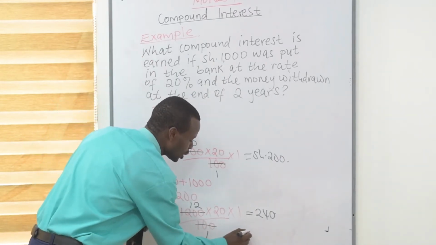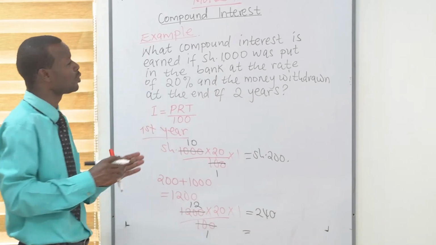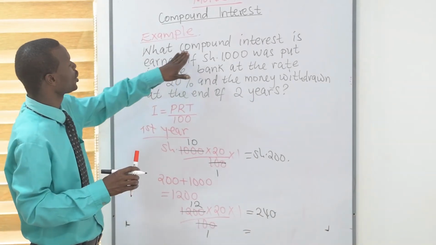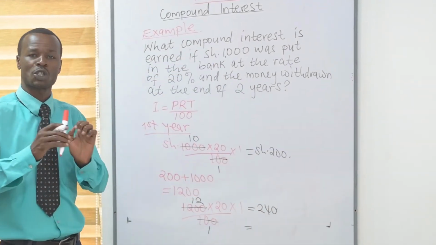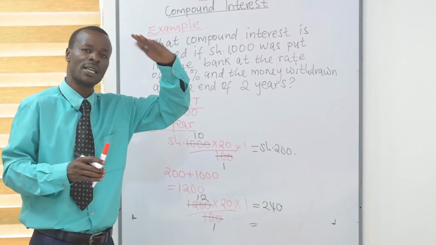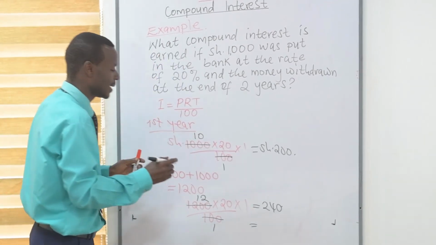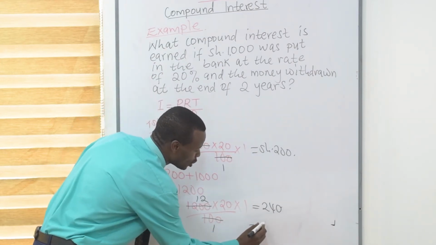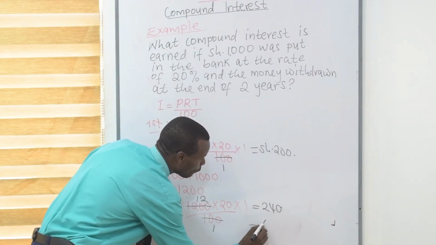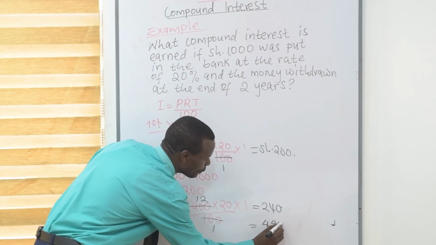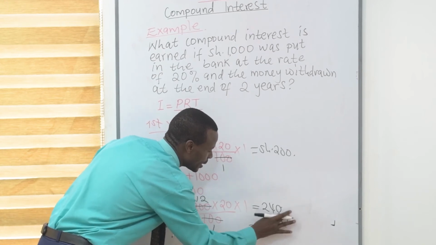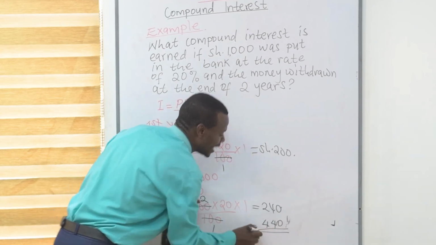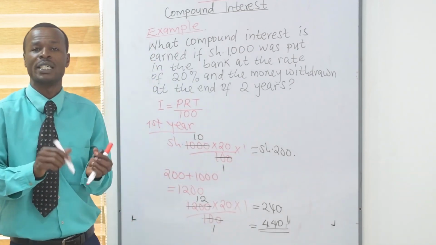Now, to get the total interest, because the question was asking about the compound interest, so the total interest earned at the end of the first year and then now the second year, this will be 200 added to 240 and the total will be 440 shillings. This becomes our compound interest.